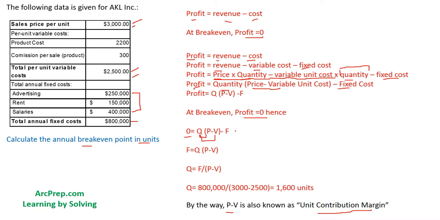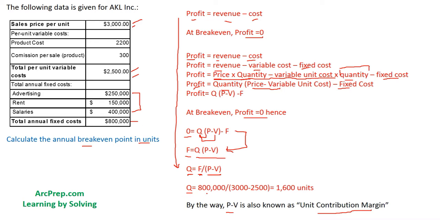Now let's come back to the equation and rewrite it and say the fixed cost is actually nothing but Q times P minus V. If I solve for Q, it is going to be my fixed cost divided by P minus V. This is a long way of saying this formula right here, but I want you to understand again the logic behind this formula. The break-even point quantity is the fixed cost divided by unit contribution margin, P minus V.